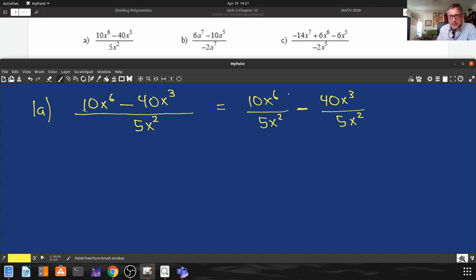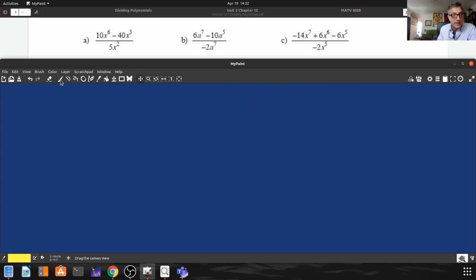In this case, each of these terms can be simplified. 10x to the 6th divided by 5x squared is 10 divided by 5, which is 2, and x to the 6th divided by x squared is x to the 6 minus 2, which is x to the 4th. Now 40 divided by 5 is 8, and x cubed divided by x squared is x. So I actually get a polynomial. You don't always get a polynomial, but that time I did.